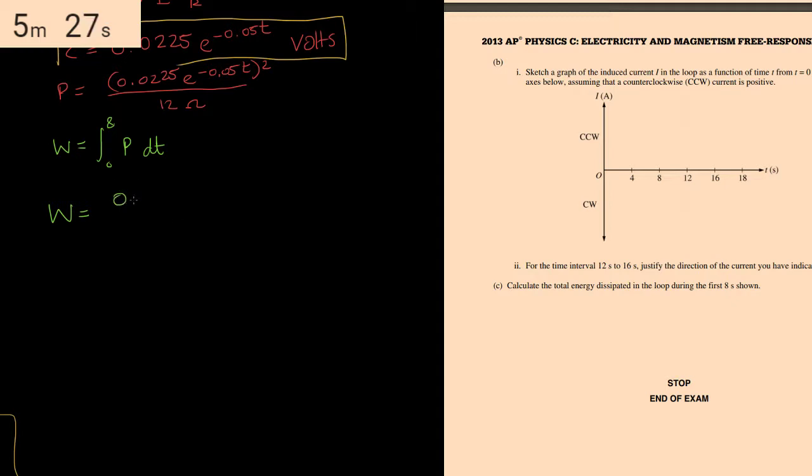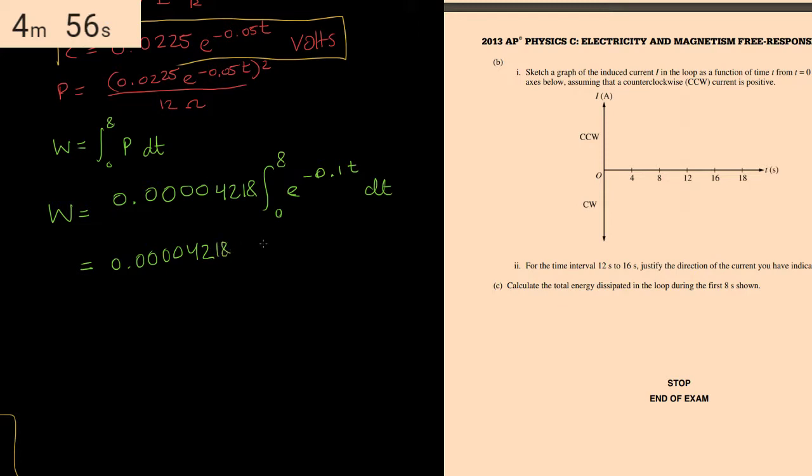So the power is 0.0000000 0.4218 times the integral from 0 to 8 of, you take down this 2 into the exponential to get e to the negative 0.1 t dt. So this is going to be this same ugly constant, which I wish I never had to write in my life again, times the integral, which is just e to the negative 0.1 t.